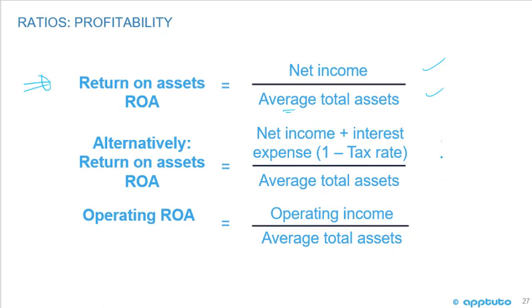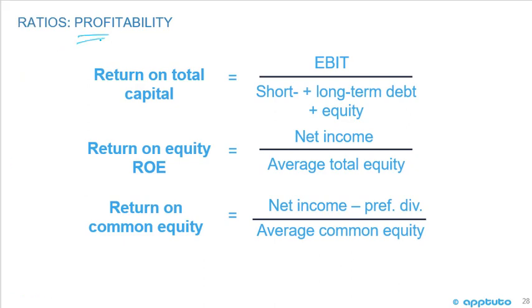There's showing here an alternative ROA, which is net income plus the interest expense times 1 minus the tax rate divided by average total assets. Anyhow, that's kind of an FYI. I haven't seen that tested much in terms of practice questions. Operating return on assets. Anytime you see operating, we're just talking about the operating income, again, divided by the average total assets.